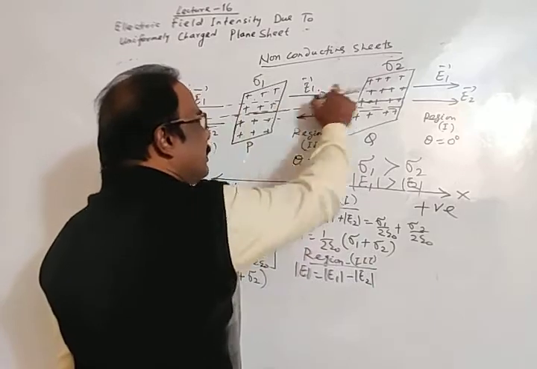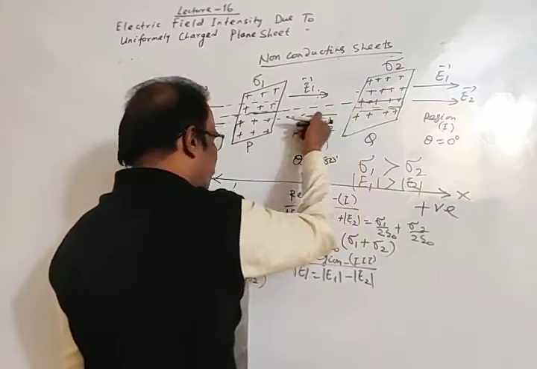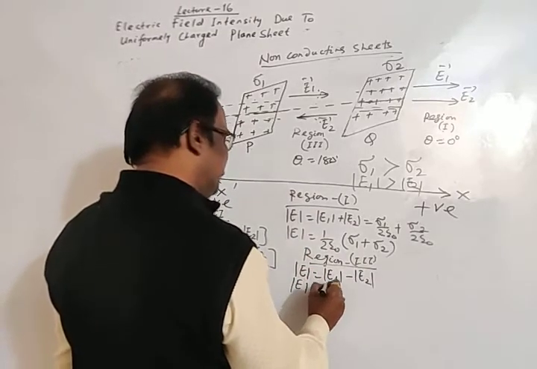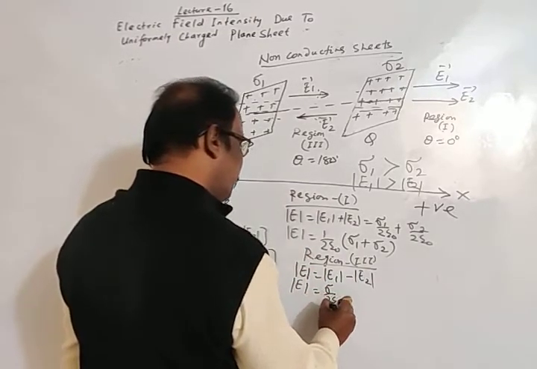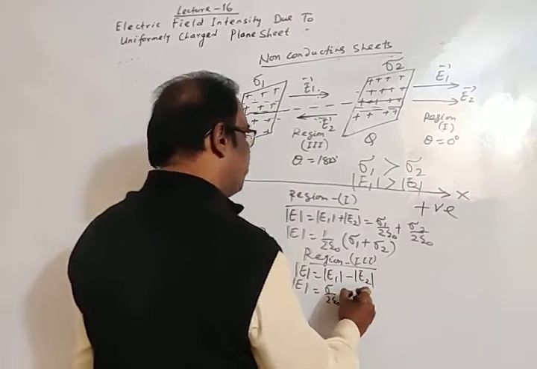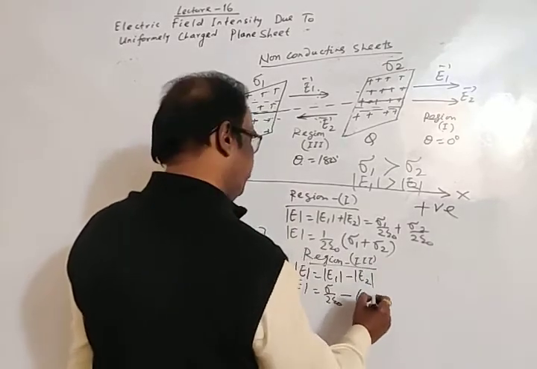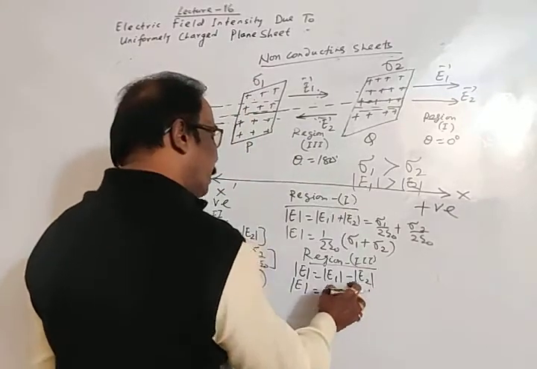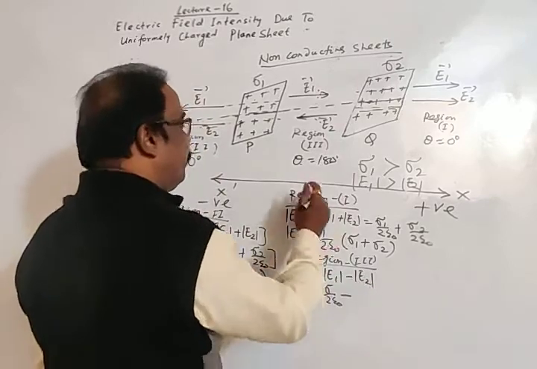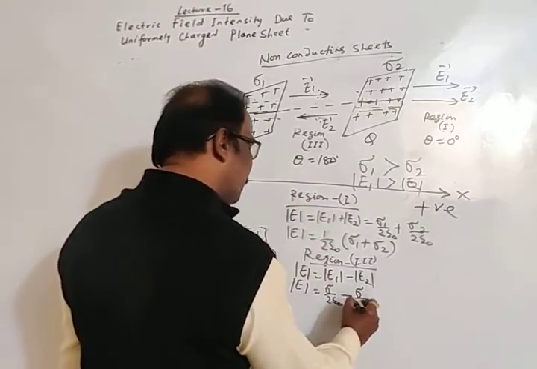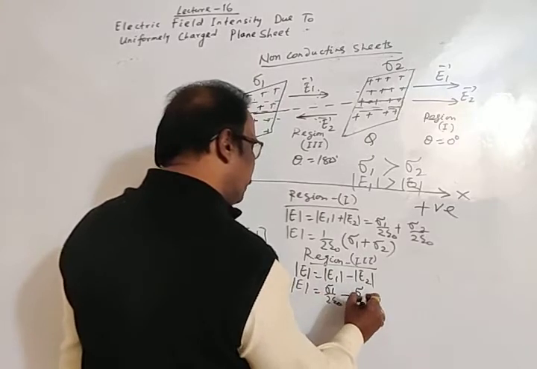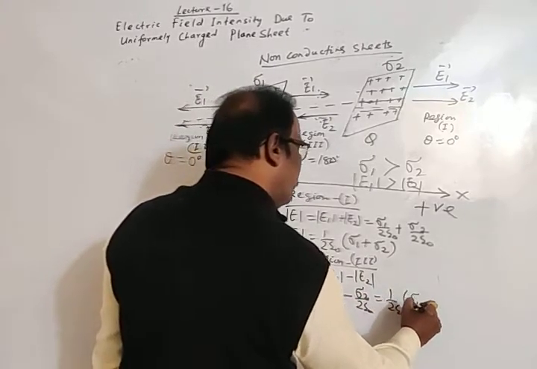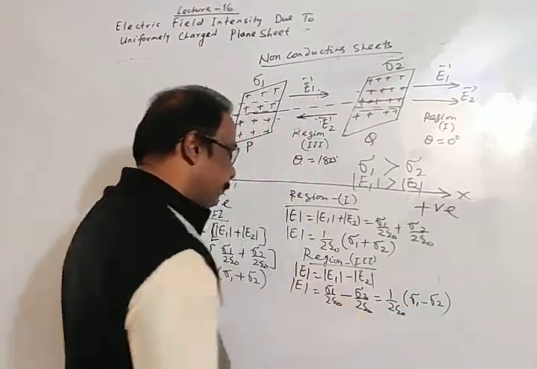But E1 is along the positive x-axis, E2 is along the negative x-axis. Then E1 is sigma divided by 2 epsilon naught minus E2. For E2 we take negative, since we have taken only the magnitude of E2. The magnitude of E2 is sigma divided by 2 epsilon naught, this is sigma 1, this is sigma 2. So the result is 1 by 2 epsilon naught times sigma 1 minus sigma 2.